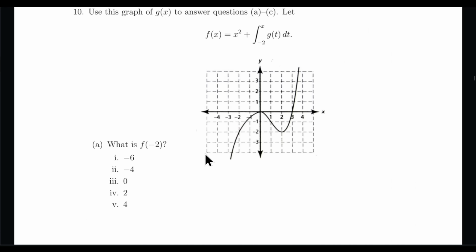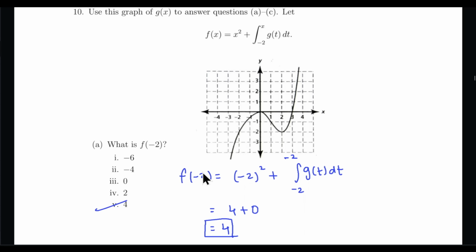All right. Use this graph to answer the following. So we have to find what is f(-2). It's sort of similar to the previous question, maybe a little bit more funky. So f(-2) is just replacing every x with minus 2. So (-2) squared plus the integral from negative 2 to negative 2 of g(t) dt. Negative 2 squared is 4, and from the properties of definite integrals, if the lower and upper bounds are the same, the answer is 0, because you're not tracing any area. So it's 4, and we do have that in the options, so that's our answer.